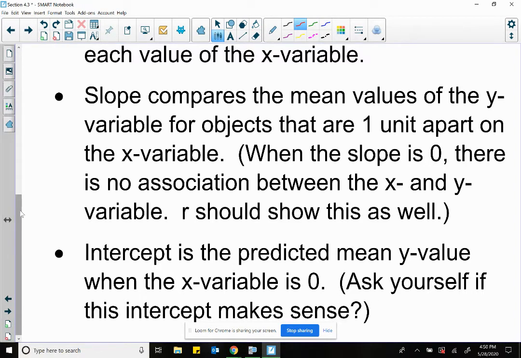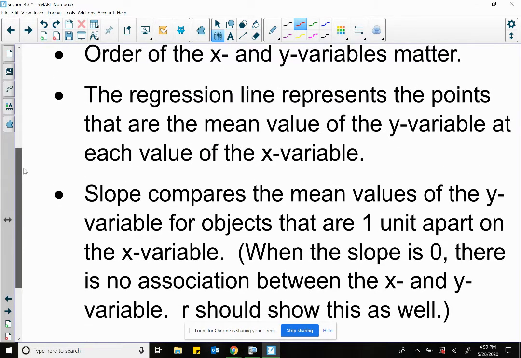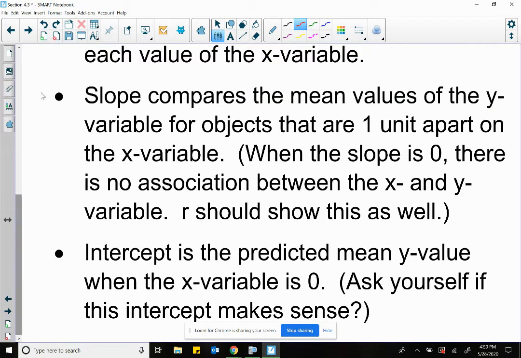Okay, I know these last few pieces seem really weird, where it says it's the mean value of the y variable at each value of the x variable, things like that. I'm going to explain that a little bit more as we get into a problem. But these are things that you should know. This is what it really is talking about, okay, and what it means.